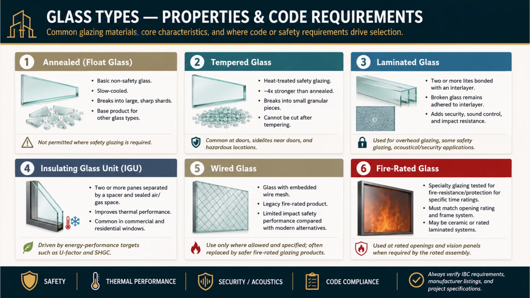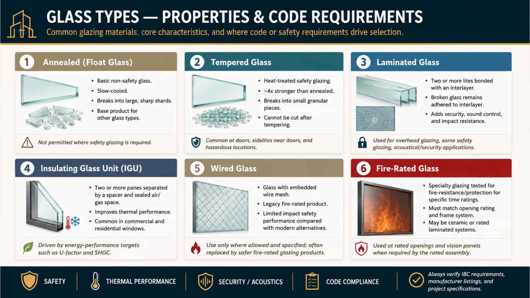Laminated glass is 2 or more lights bonded with an interlayer, a plastic layer sandwiched between glass. When it breaks, the broken glass stays adhered to the interlayer rather than falling out. It adds security, sound control, and impact resistance. Used for overhead glazing, some safety glazing, and acoustical and security applications. Think of a car windshield. That's laminated glass, and it's why the windshield cracks but holds together.